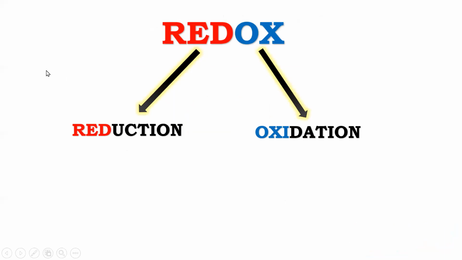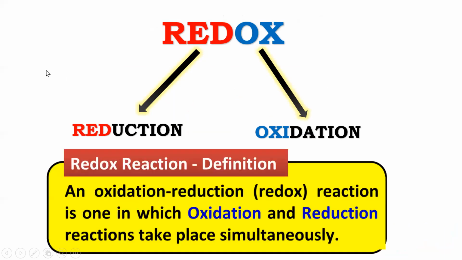To define a redox reaction, we can say it's a reaction in which oxidation and reduction are happening simultaneously. Please take care of this: whenever a redox reaction is taking place, reduction and oxidation both happen, and they cannot happen individually. If reduction has taken place, it's understood that oxidation has also taken place, right? So let's understand the difference between reduction and oxidation.